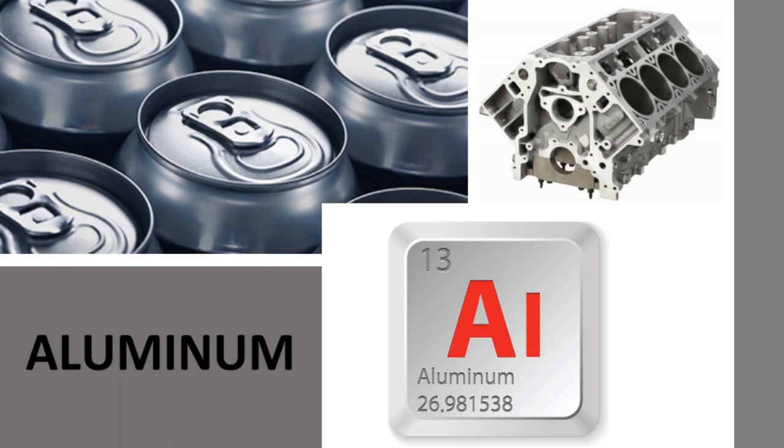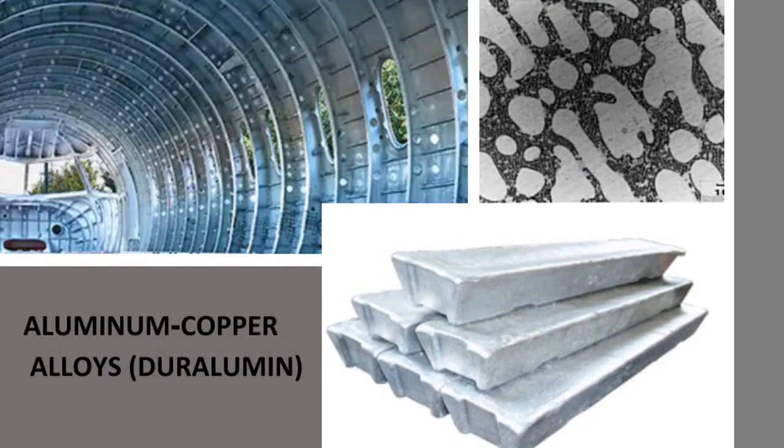Aluminum-copper alloys, duralumin. These alloys contain up to 4.5% copper and other elements are present in small quantities. Duralumin was first discovered by a German engineer, who discovered by accident that this aluminum alloy, when heated and quenched, became harder and stronger the longer it was left. Up to 50% harder and stronger.